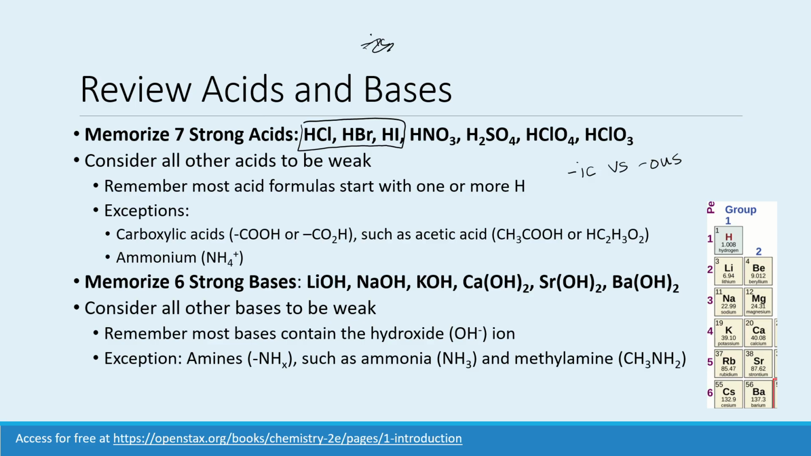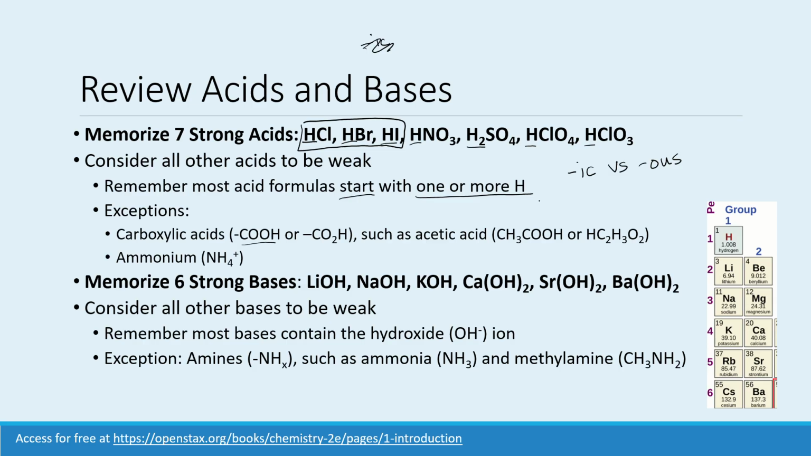Okay, you want to consider all other acids to be weak, and remember that if you're trying to determine if something is an acid and you're not given the name, you're just given the formula, most acids are going to start with 1 or more hydrogens. So all of those 7 strong acids, you can see that the hydrogen is listed first, or you may have 2 or even 3 hydrogens listed. Some exceptions to this that are still considered weak acids, but the hydrogen is not listed first, would be your carboxylic acids. These are your organic compounds, and they're going to end with COOH or CO2H.